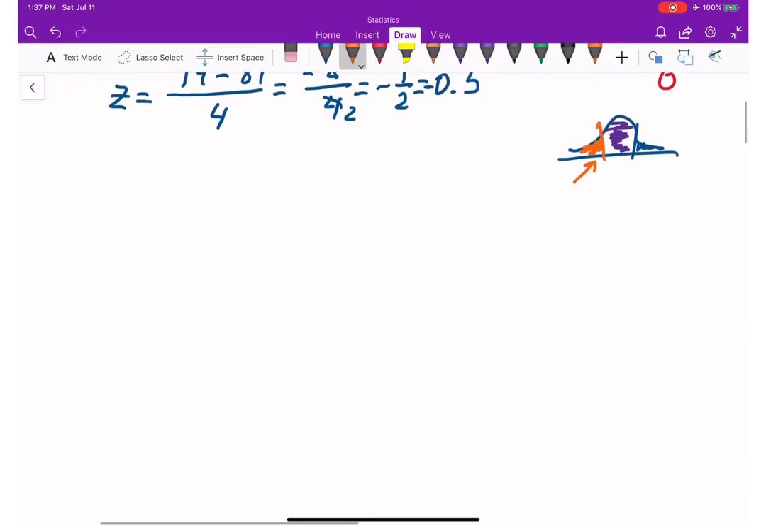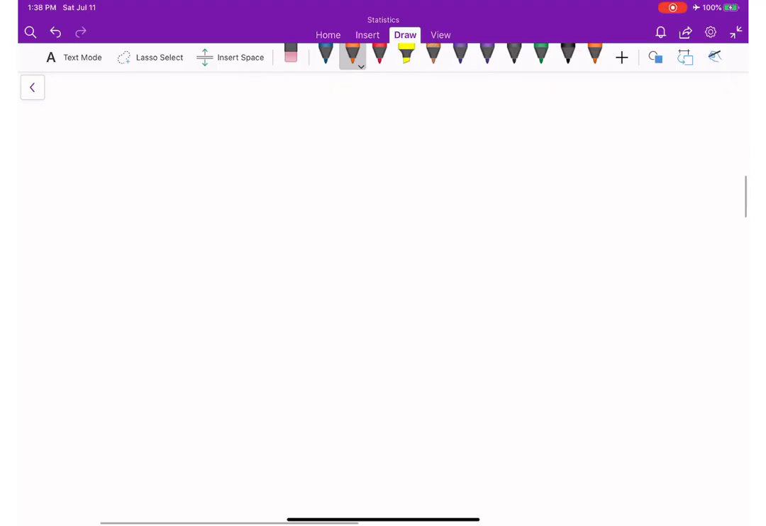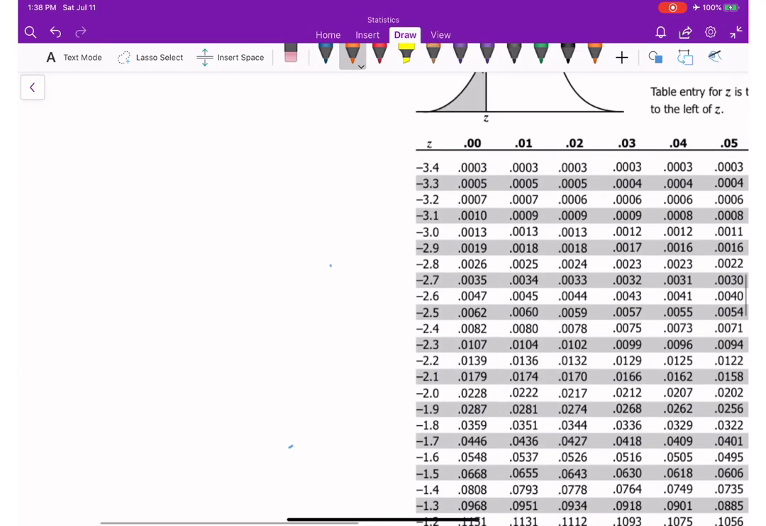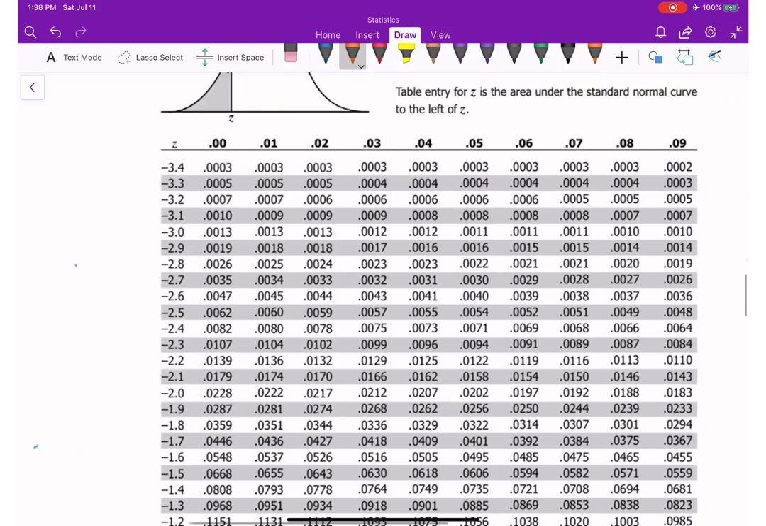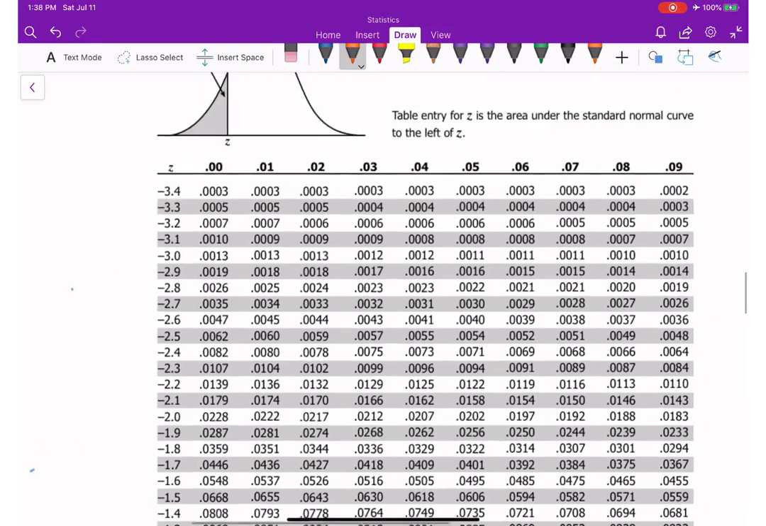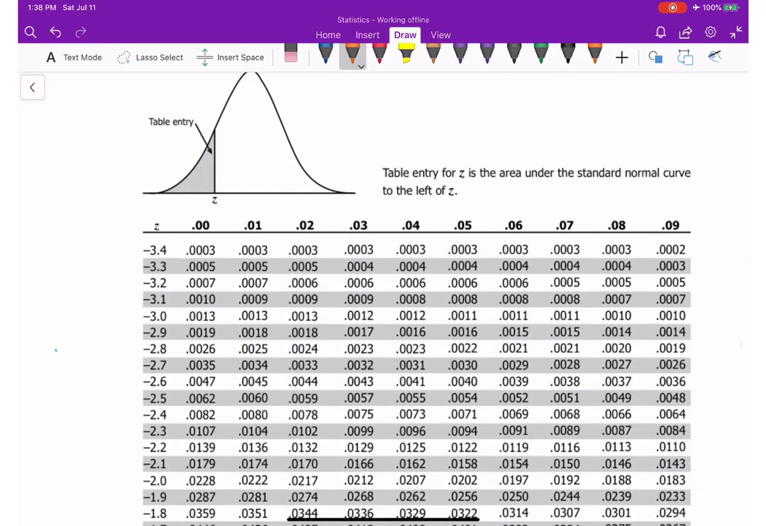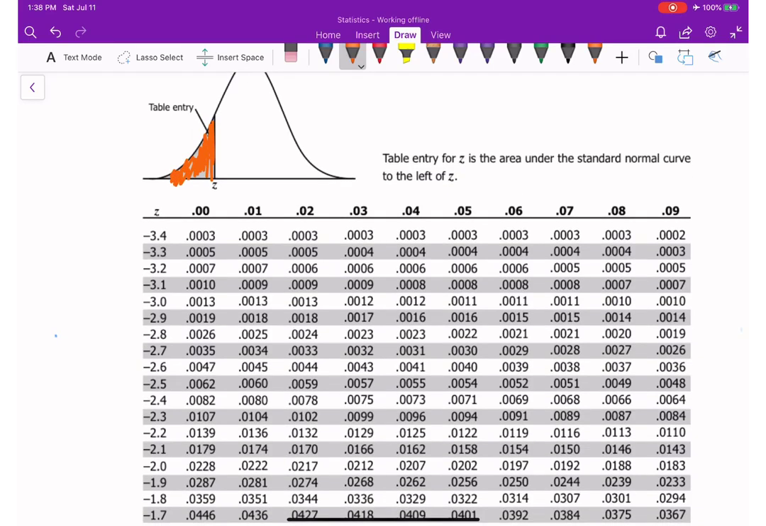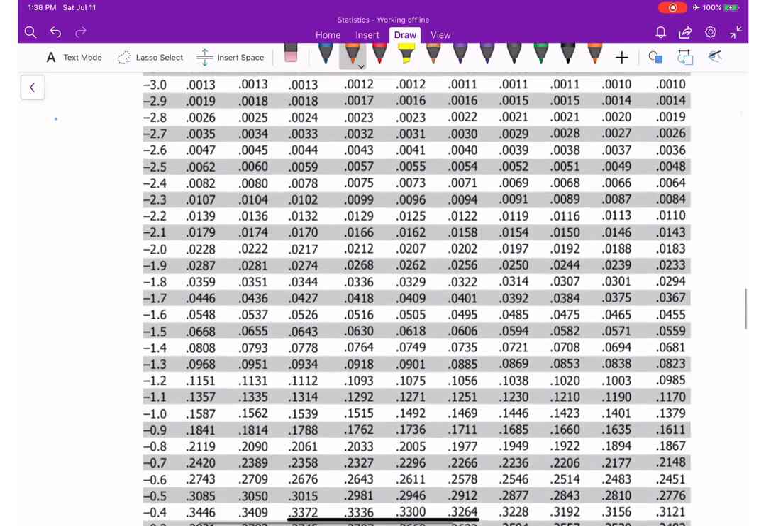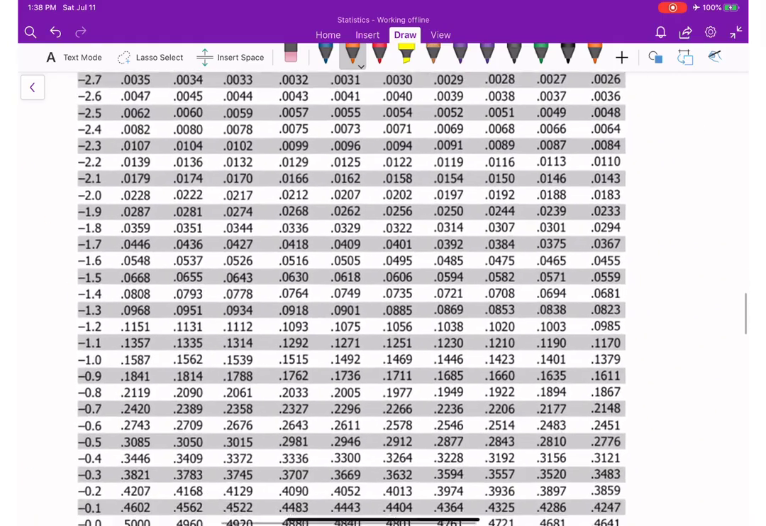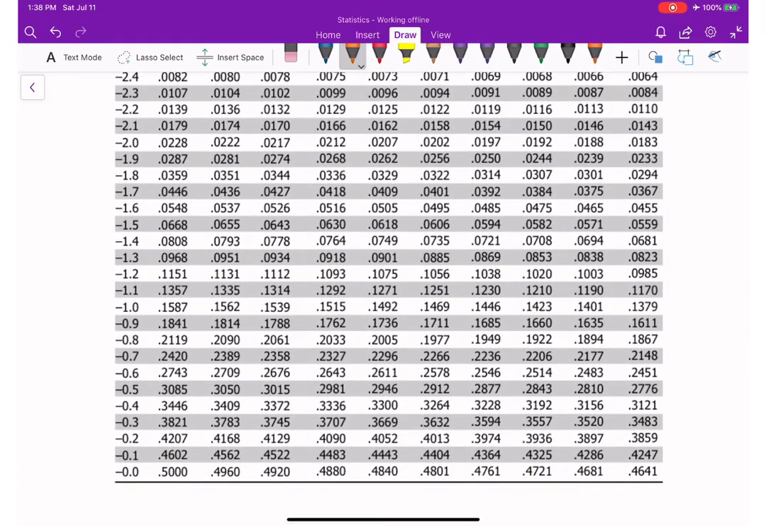Let's go to our table. We know that the table has 2 pages. One page is showing negative z-score, another page is showing positive z-score. And here it is, it's showing here that it's the left tail table. See, it's showing here, table entry. So negative 0.5. When it has negative 0.5, where is it? 0.5, it's right here.